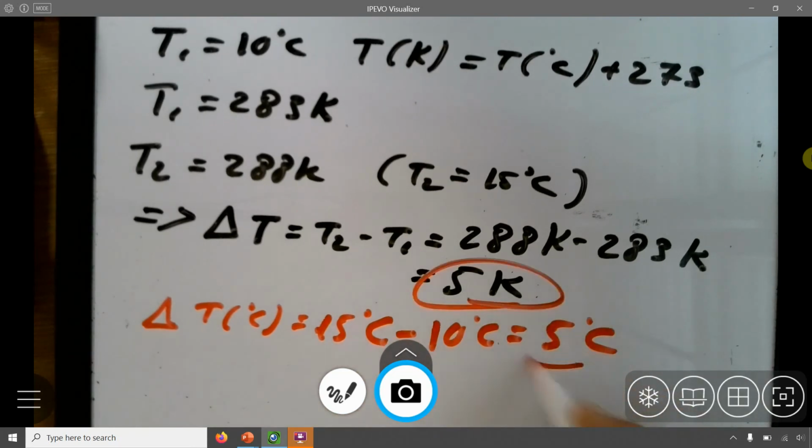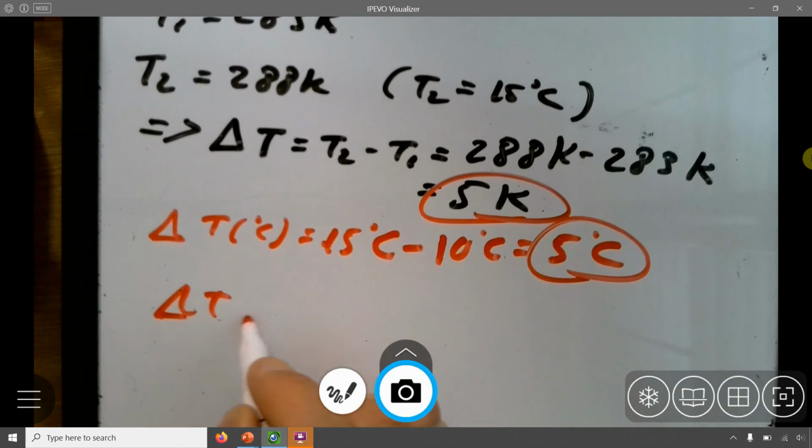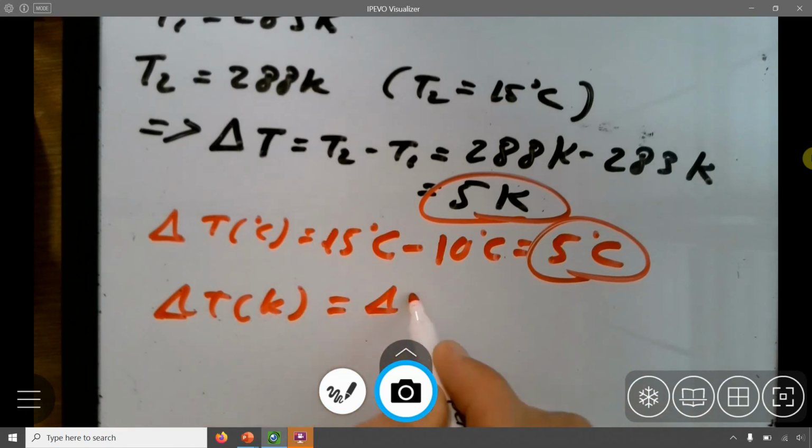See that? So delta T in Kelvin is going to be the same as delta T in Celsius. But otherwise, always convert to Kelvin. If you're not sure about this, just go with Kelvin. Just make sure you go with Kelvin.